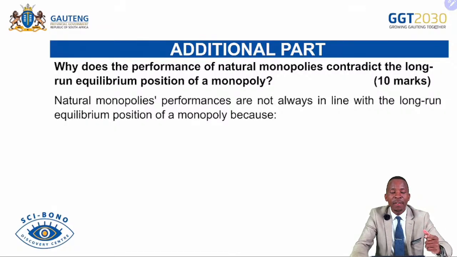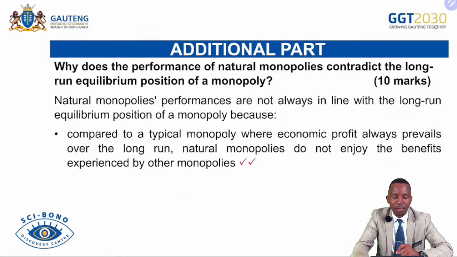Therefore, it is believed that in the long run and the short run, firms under monopoly will always enjoy economic profit, or supernormal profit, or abnormal profits. However, it happens that the firm does not make supernormal profit in the long run if its average cost exceeds average revenues, or if its total cost exceeds total revenues. Why does that happen? These are the reasons. Compared to a typical monopoly where economic profit always prevails over the long run, natural monopolies do not enjoy the benefits experienced by other monopolies. Why do natural monopolies not enjoy this?